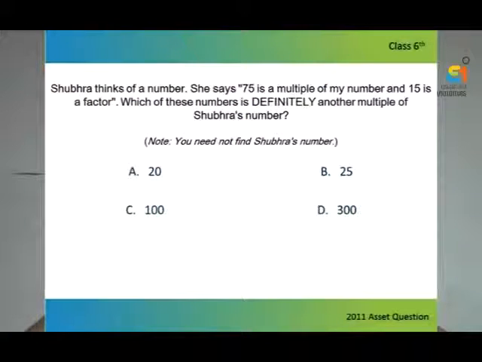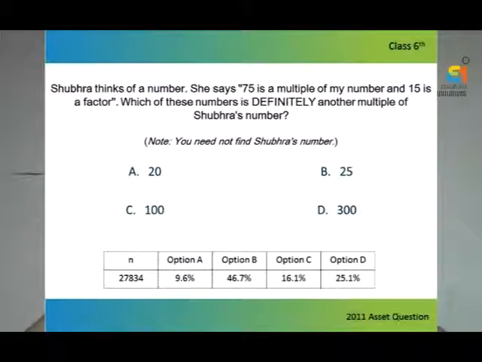As you can see, the question here is testing the student's understanding of factors and multiples. Let's read the question. Shubhra thinks of a number. She says, 75 is a multiple of my number and 15 is a factor. Which of these numbers is definitely another multiple of Shubhra's number? Option A, 20, option B, 25, option C, 100, and option D, 300.